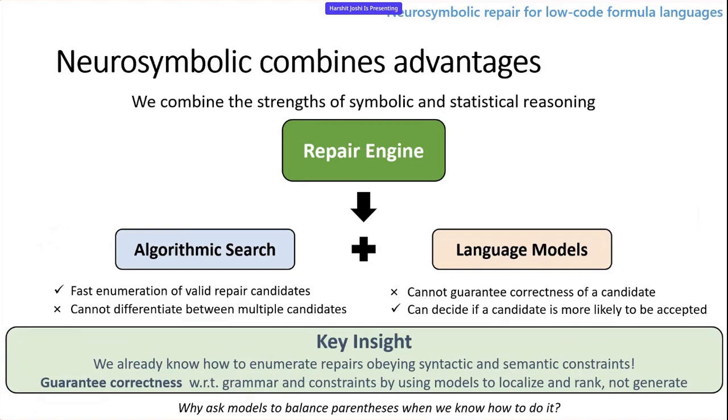So the key insight that we derive from our work is that we can produce correct code which obeys the grammar and satisfies the constraints. On the other hand, we can use neural models where we do not require guarantees over predictions, such as finding potential error locations and ranking candidates. I will end this talk with the catchphrase: why ask the models to balance the parentheses when we know how to do it?